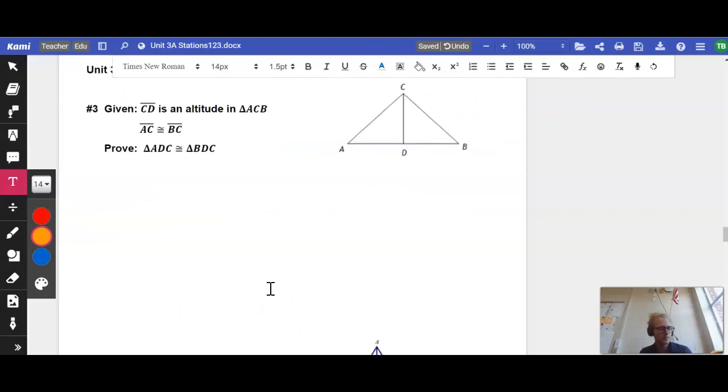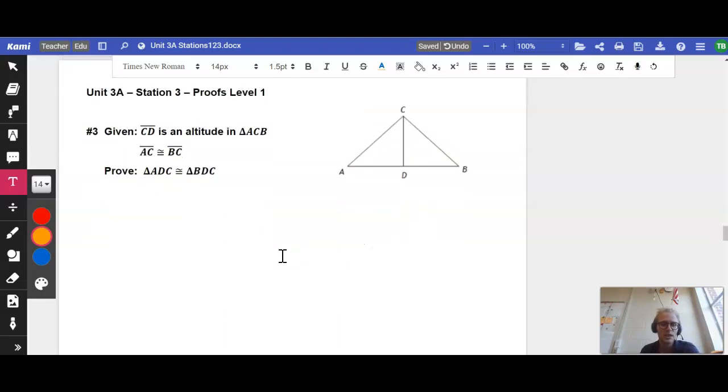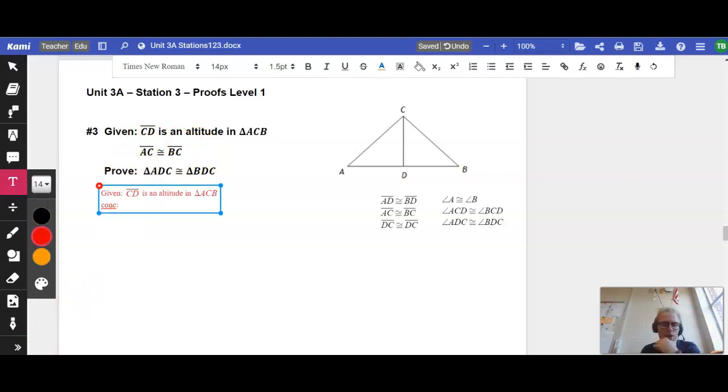Alrighty. Now, on to the next one. We are given that CD is an altitude in ACB. You should be thinking of what's the key word there. And then we have that AC is congruent to BC. So let me get my list down and my first given. Alrighty, there you have it. I've got all my segments, I've got all my angles, and I've got my first given.